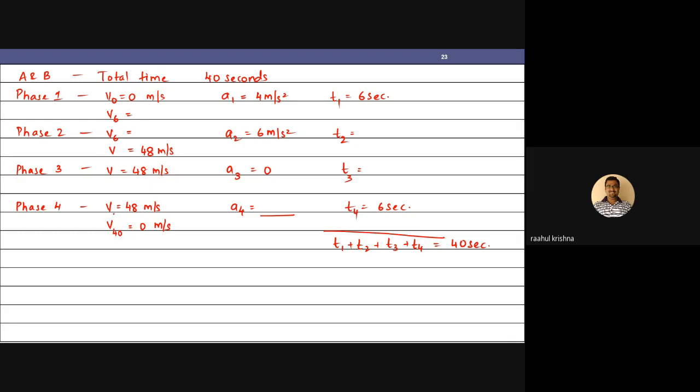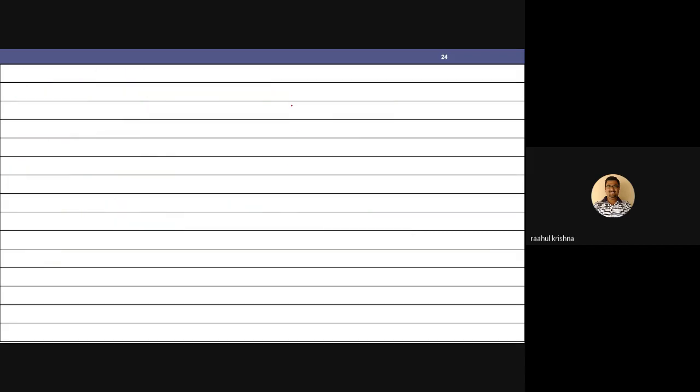So how much is this time here? This time will be 40 minus 6, right? So how much will it be? 34. So my deceleration is starting at 34 seconds. Understood? First part. So let us see where we know the values, where at least we can try to find out the values, and then we'll try to plot the graph.